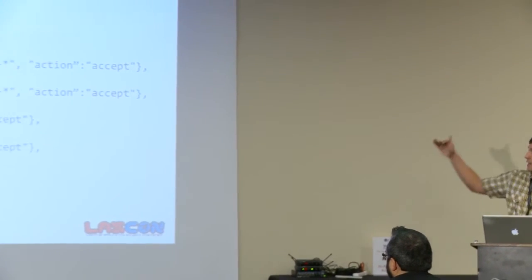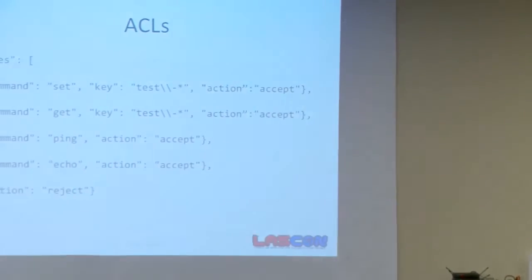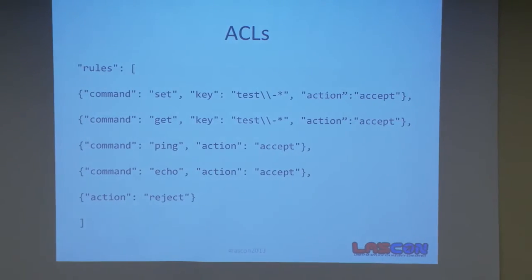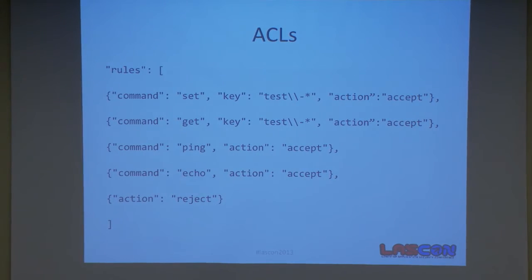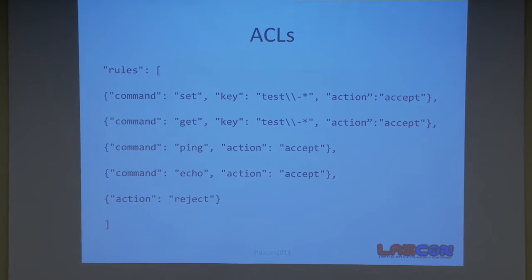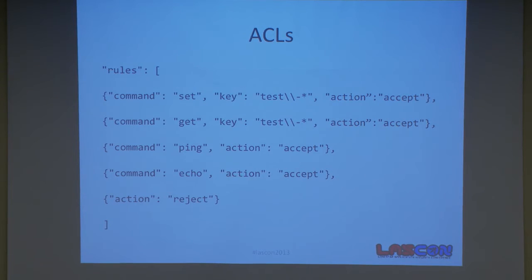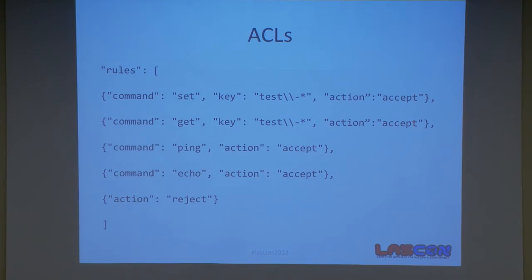It's in JSON, and starting at the top, you can see that when a command is first received, it's going to evaluate against that first rule, which checks to see if the command is the set command. If it is, it'll evaluate if it matches that key that's there, and if it matches that key, it'll accept it. So this would allow this user to write to any of the keys that start with test and then hyphen. Same thing for get. When a user tries to run that command, it will accept it. And they can also run ping and echo. But if they run anything else, it's going to reject and return an error message to the client saying that that's not authorized.